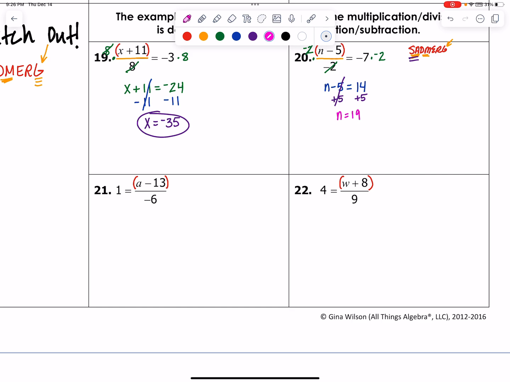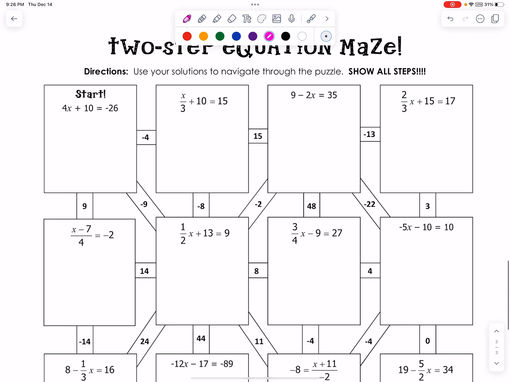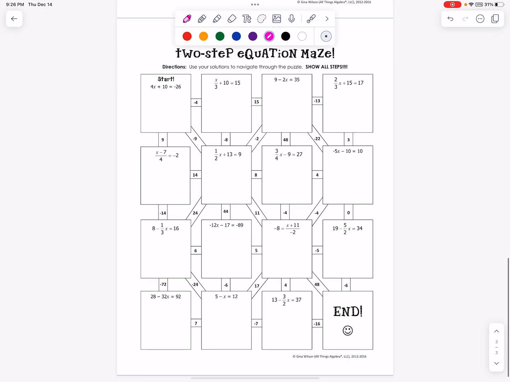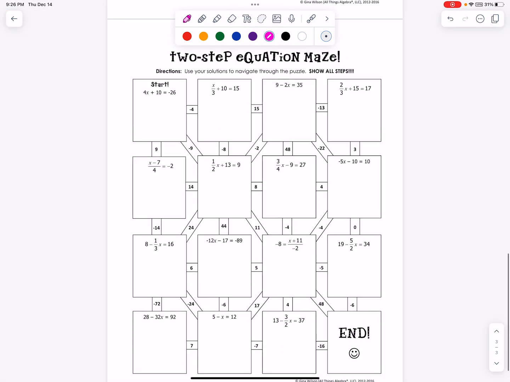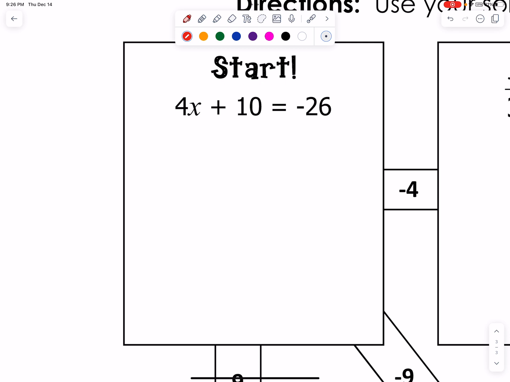After you do that, you and a partner, you have to do your own, but you and your partner can work on this 2-step equation maze. What you're going to be doing is starting here, solving the first one, follow SADMERG. And so you would do minus 10, minus 10. Physically cross those out.